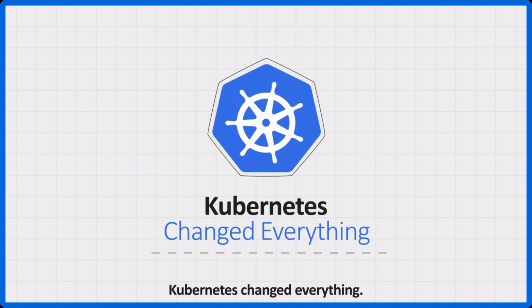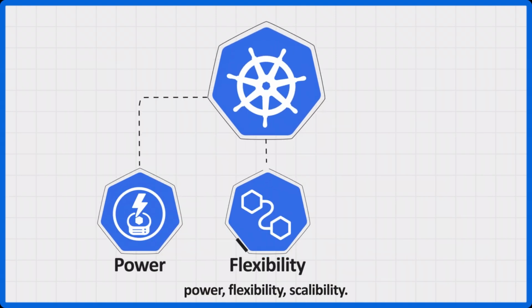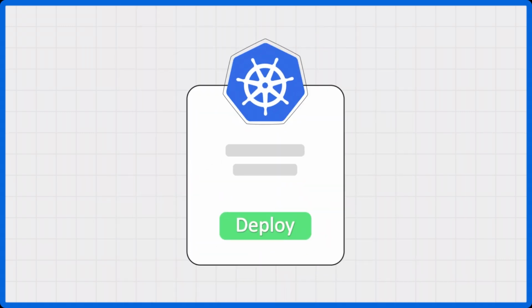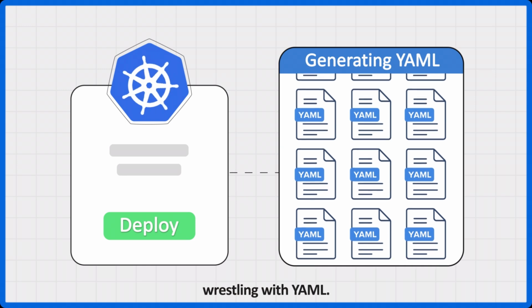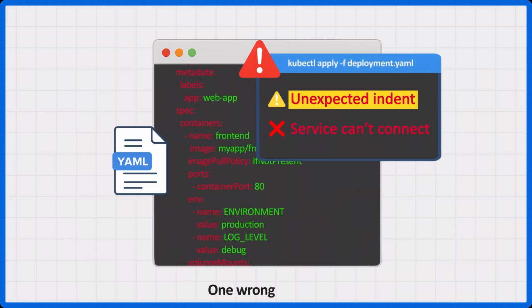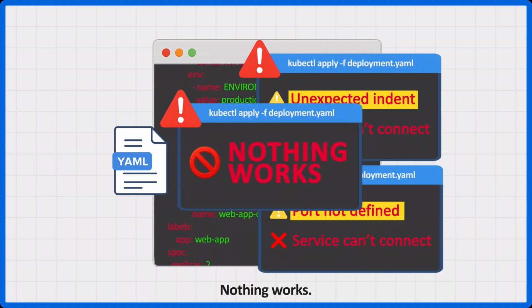Kubernetes changed everything. We finally got the power, flexibility, scalability. But it came at a cost. Every time you deploy something new, you're back in the trenches, wrestling with YAML. Not one file, dozens. And it's fragile. One wrong indent, one missing port, nothing works.